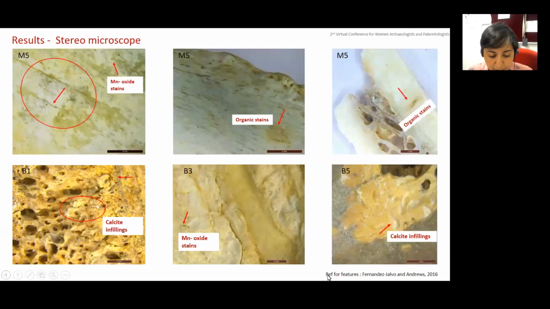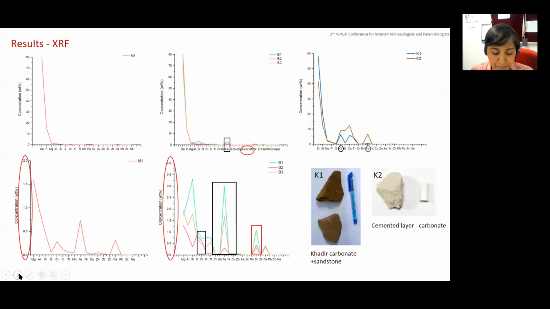The initial studies from the stereo microscope indicate a number of manganese stains, which are depicted as black spots here. The ancient samples also have indications of calcite infillings, which are not present in the modern samples. So this is what we majorly observed under the stereo microscope.